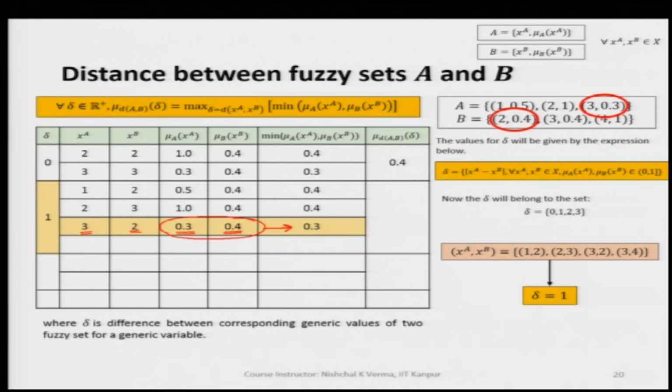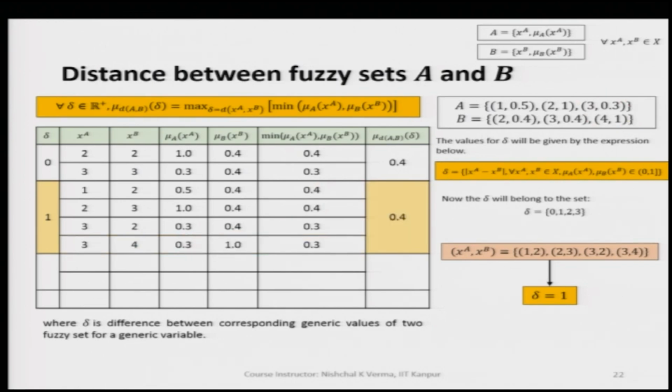3 4, the fourth pair, for which we are getting delta is equal to 1. So, here also we enter 3 4 and then their corresponding membership values, and when we take the min of these two entries, we are going to get 0.3. Now, when we have found all four minimums of the corresponding membership values for delta is equal to 1, then we take the max of all these. So, here we take max, and this max is going to give us 0.4.